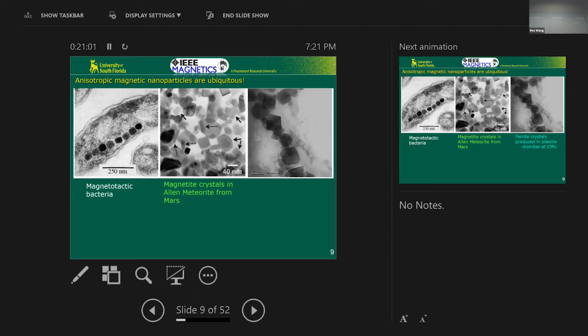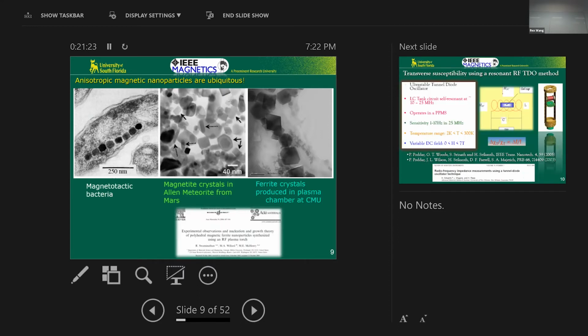The third example, you can see that these are ferrites, variation of iron oxides, and they're also faceted, they're also anisotropic. These are man-made, produced on a large scale by a collaborator of mine at Carnegie Mellon University in Pittsburgh. Mike McHenry is very well known in the field of ferrites. You can produce in large quantities, very similar to the one in the middle, faceted nanoparticles. So my point here is that anisotropic nanoparticles are there in abundance. So let's put them to good use, especially for biomedical applications.